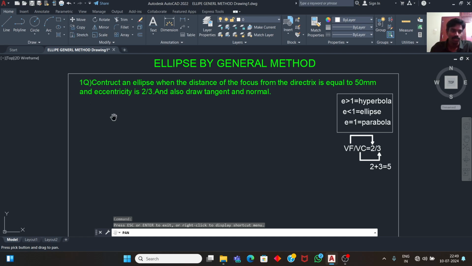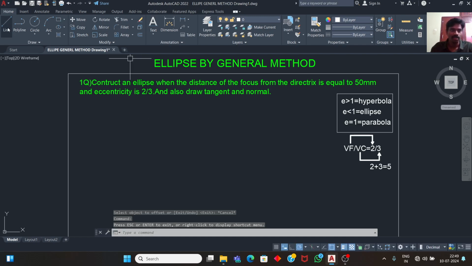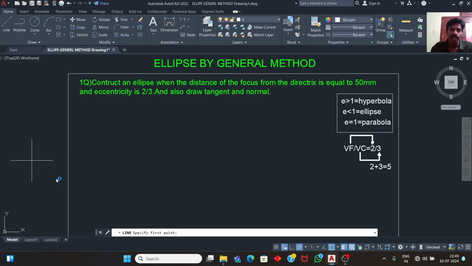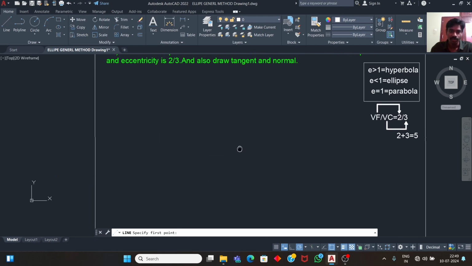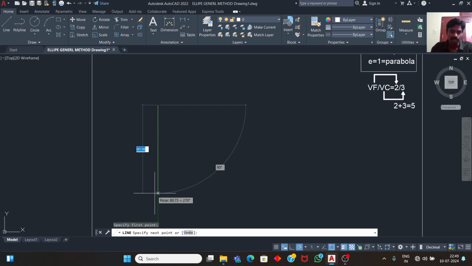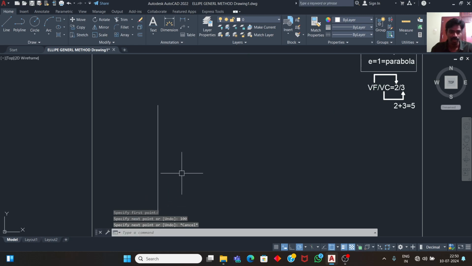Okay, so first let us start with the line command for drawing this directrix. Take the line command, draw the line. This line length is our choice. It may be 100 mm or 90 mm or 110 mm. So now I am taking a 100 mm directrix line.